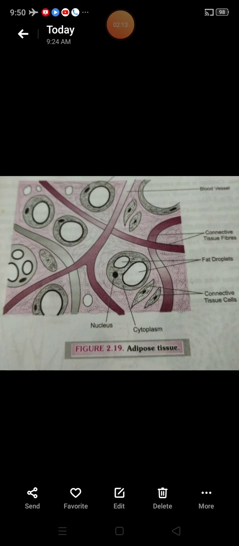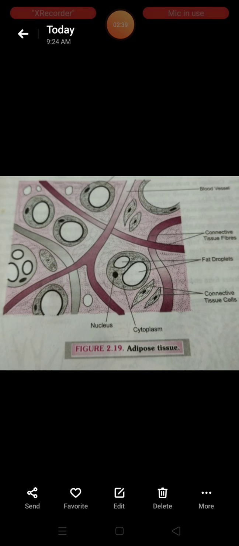Adipose tissue is normally found beneath the skin, in the covering of the heart, and around the blood vessels and kidney. It is also found in yellow bone marrow. Adipose tissue stores fat and insulates the body against heat loss.